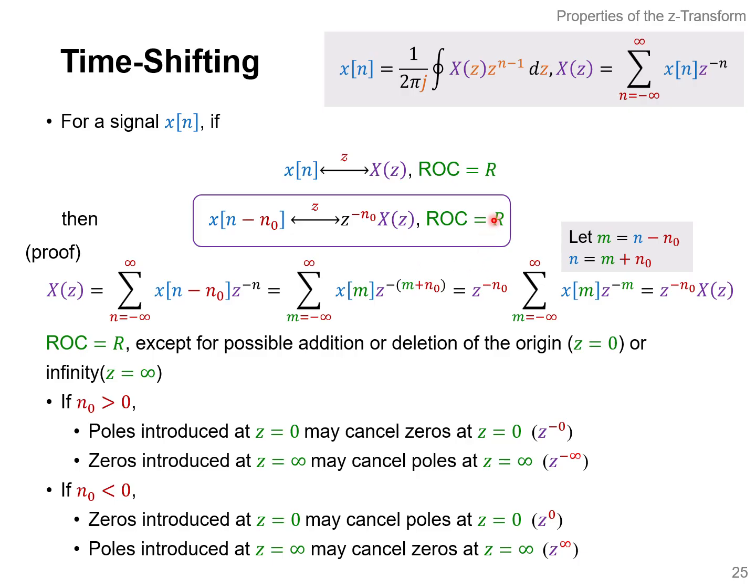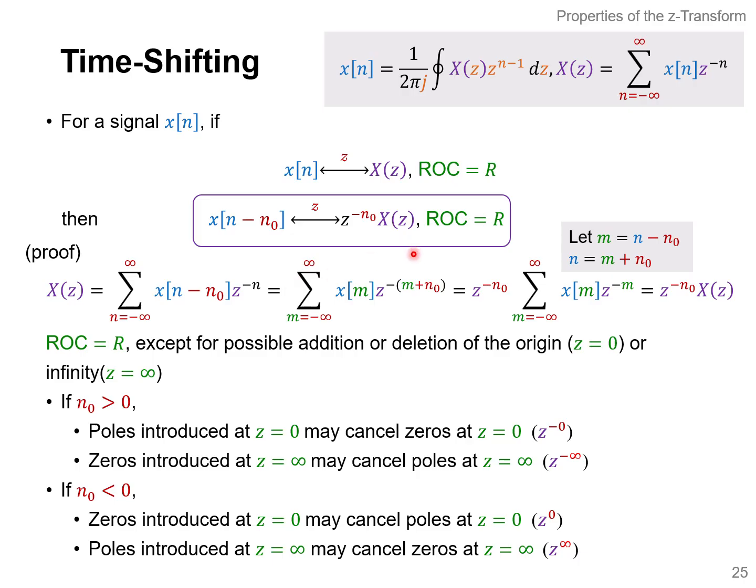It is still R. To prove this, we replace n minus n0 with n in the summation. After we simplify it, we get the factor z to the minus n0 in front of X(z). So the time shift becomes a multiplication by z to the minus n0 in the Z domain. This property shows a delay in time adds a phase shift factor in the Z transform.